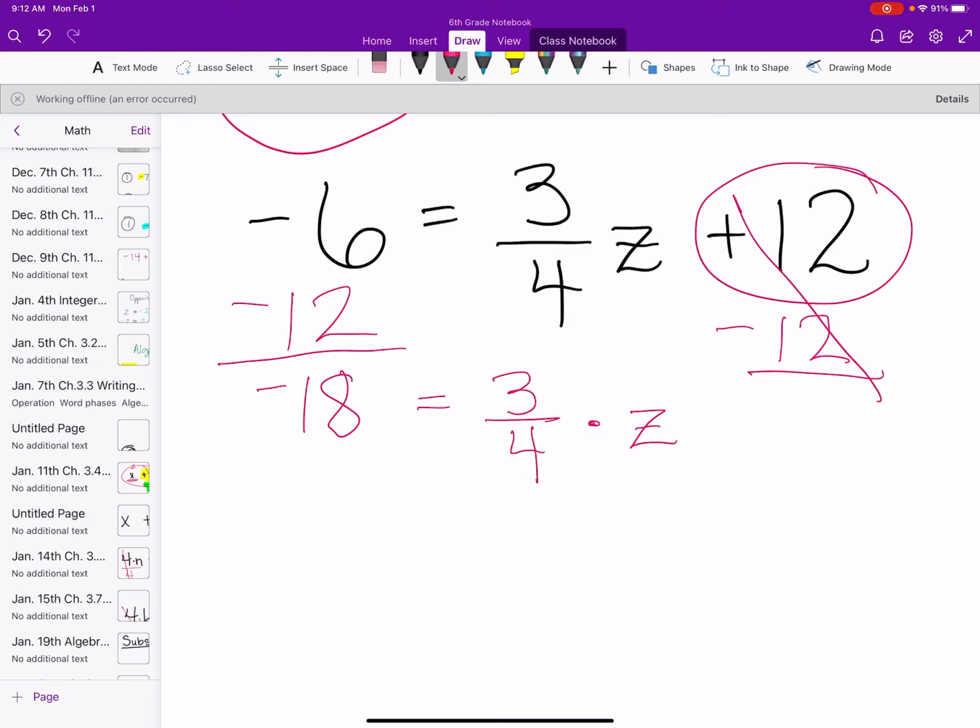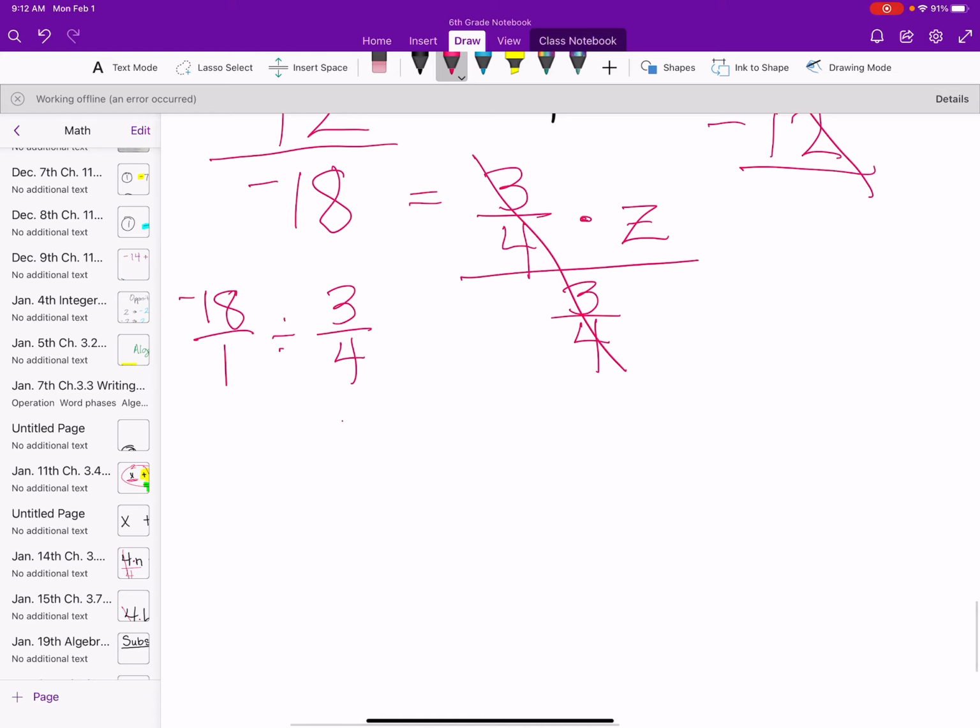The opposite of timesing by 3/4 is dividing by 3/4. I'm going to divide by 3/4 on each side. And I'm dividing a fraction, so I have to flip my second fraction. So now I have 4 over 3. I change my division sign to multiplication, and then I'm going to multiply across.